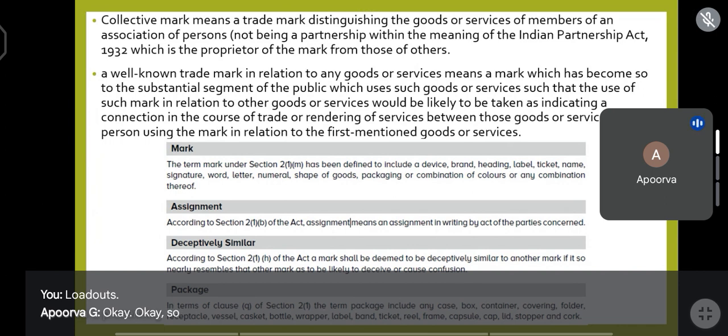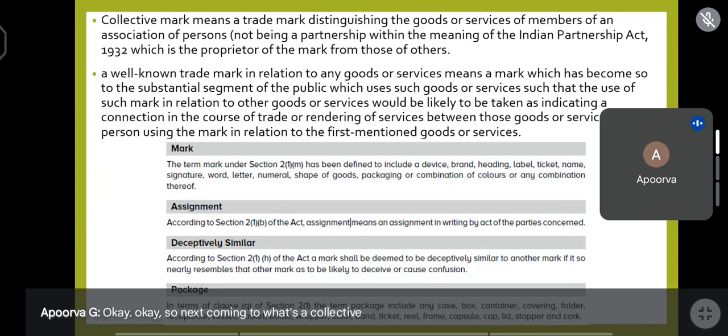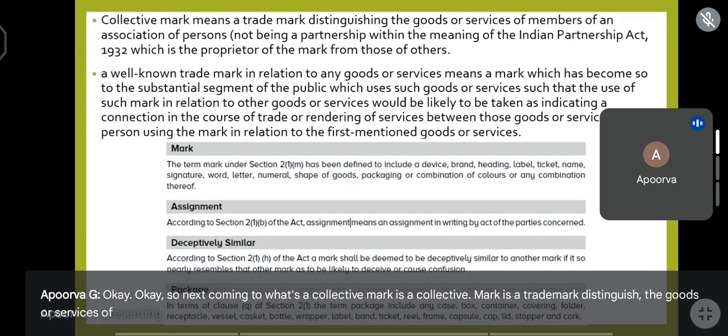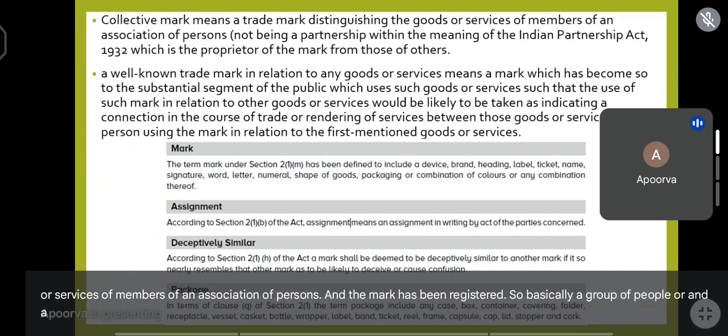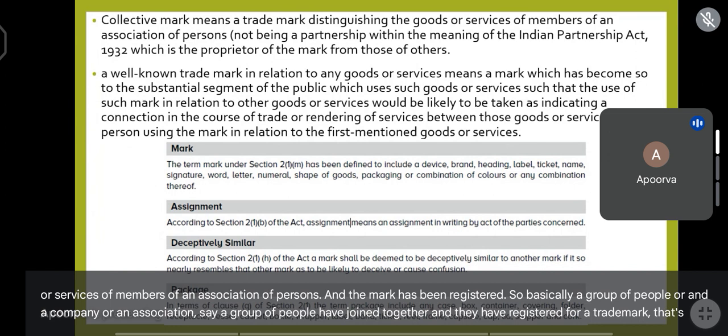So next, coming to what a collective mark is: a collective mark is a trademark that distinguishes the goods or services of members of an association of persons, and the mark is being registered. So basically a group of people or a company or an association have joined together and they have registered for a trademark. That's called a collective mark.